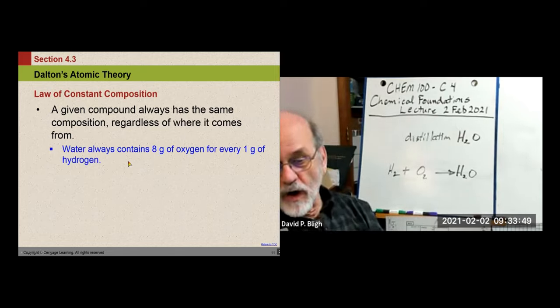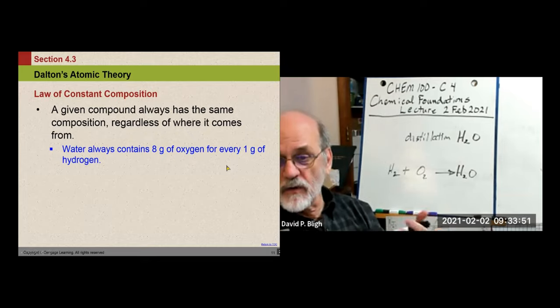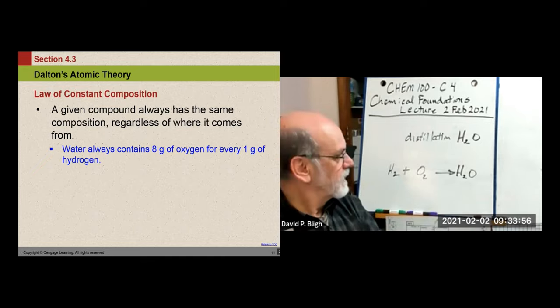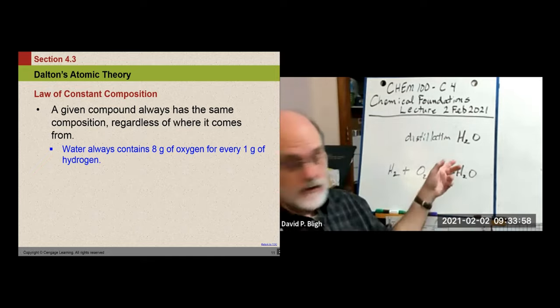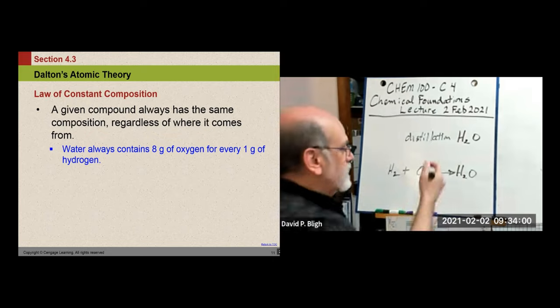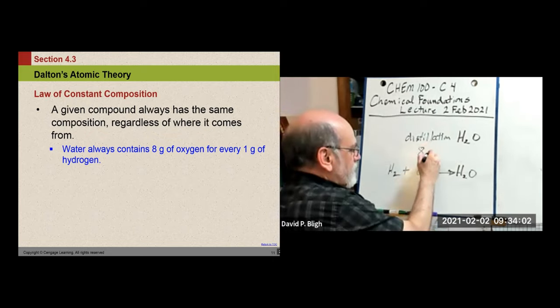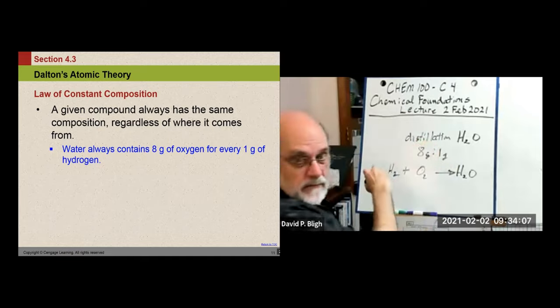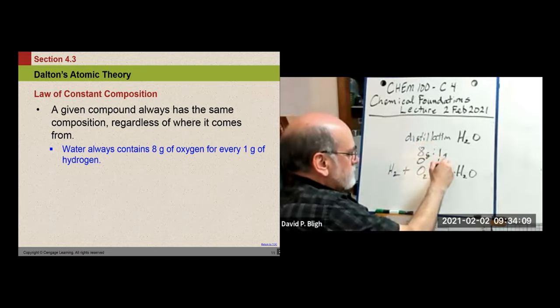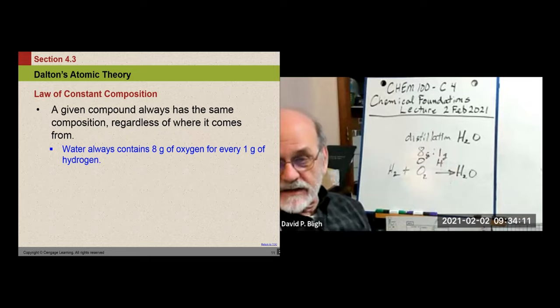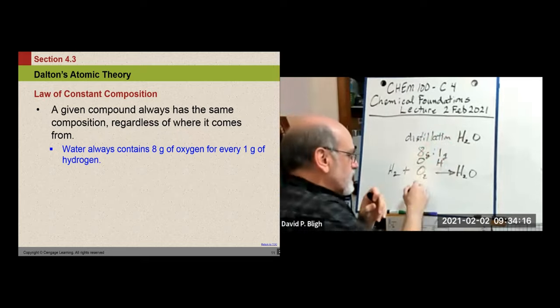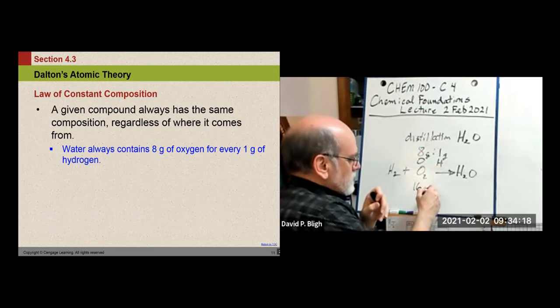So we might say that water contains 8 grams of oxygen for every 1 gram of hydrogen. That's the ratio. Actually, that's the right ratio: 8 grams for every 1 gram, oxygen to hydrogen. But in reality, on the molecular scale, for that molecule, it's actually 16 grams per 2 grams.